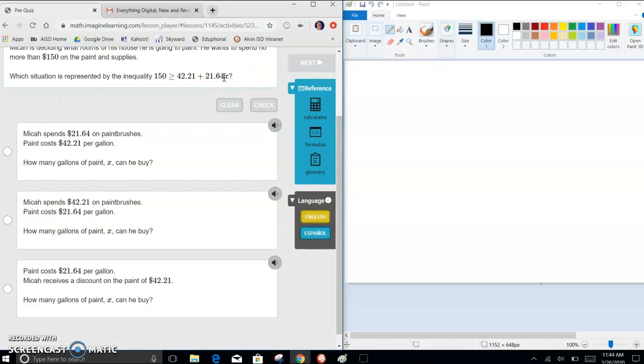Okay, so it's 21.64 for however many items. That's what my x is. That's the number of items. So am I getting a bunch of paintbrushes or am I getting a bunch of gallons? This is a set of paintbrushes. And yes, I know it's multiple here, so it could be confusing. Then it says Micah spends $42.21 on paintbrushes and paint costs $21 per gallon. How many gallons can he buy? And then it says paint costs $21.64 per gallon.